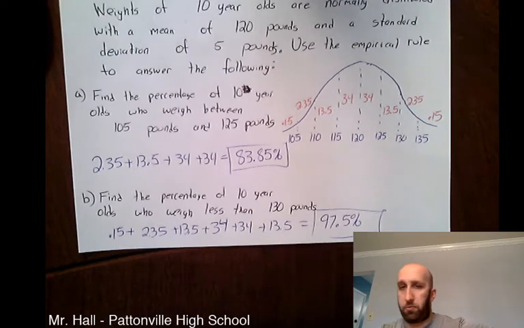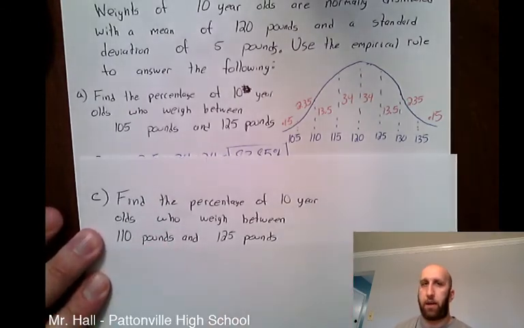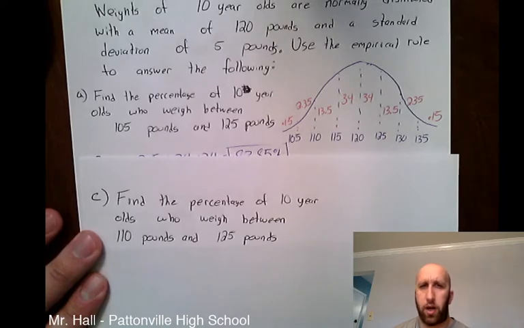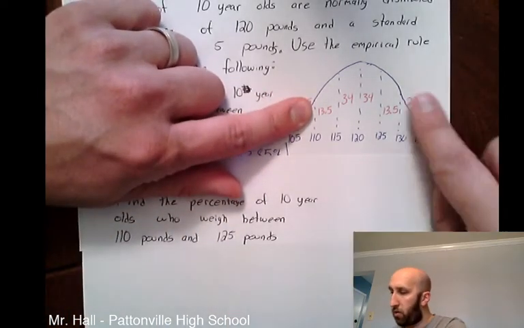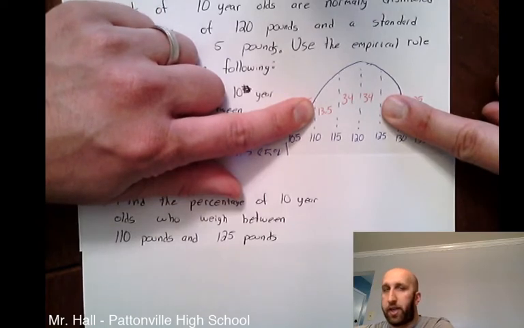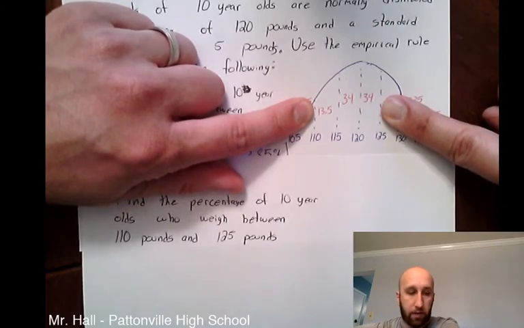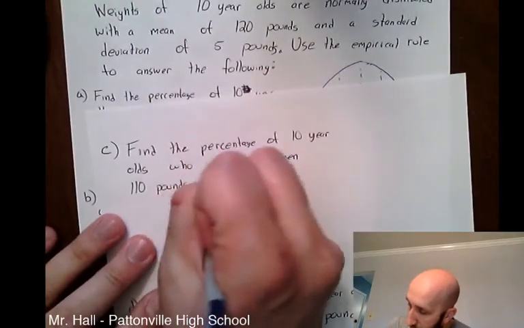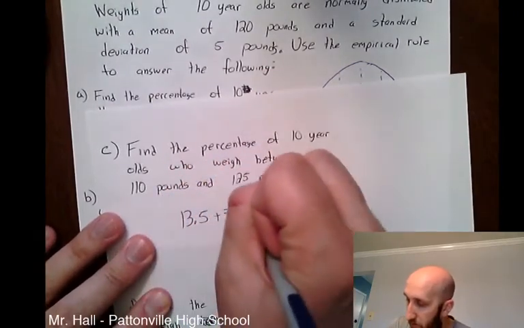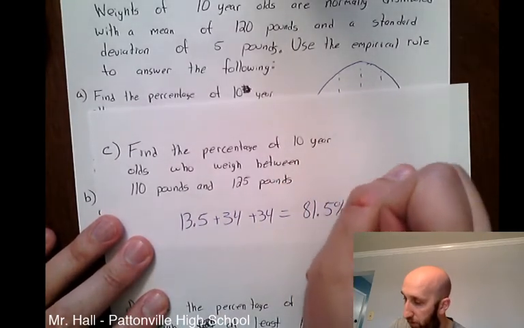Two more quick questions and we'll wrap up here. So I have a question C here. Find the percentage of 10-year-olds who weigh between 110 pounds and 125 pounds. Same idea, find the percentages in between. So 110 is right here, 125 is right there. So we just need to add up all those percentages from 110 to 125. So we need a 13.5, a 34, and another 34. 13.5 plus 34 plus 34. If you add all those together, you're going to get 81.5%.